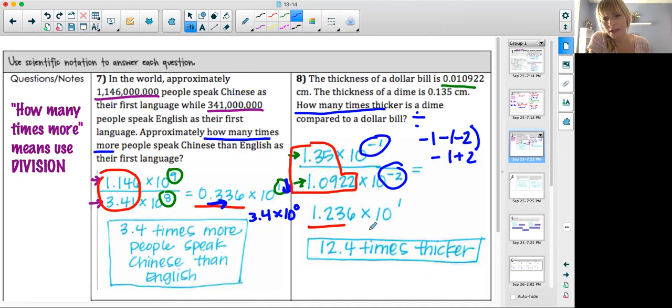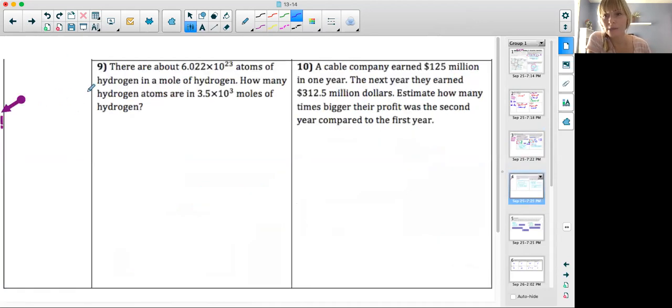And then I figured, I mean, that's scientific notation. It is. This right here is scientific notation. But I figured maybe this answer in the box makes a little more sense. It's 12.4 times thicker. Okay, here's what I'm going to do on 9 and 10. I'm going to read them to you, and I'm going to help you know if you should multiply or divide. And then I'm going to let you guys try them, because that's the trickiest part on word problems. Do you multiply or do you divide? And then once you know that, you set it up and you either multiply coefficients and add exponents, or you divide coefficients and subtract exponents.